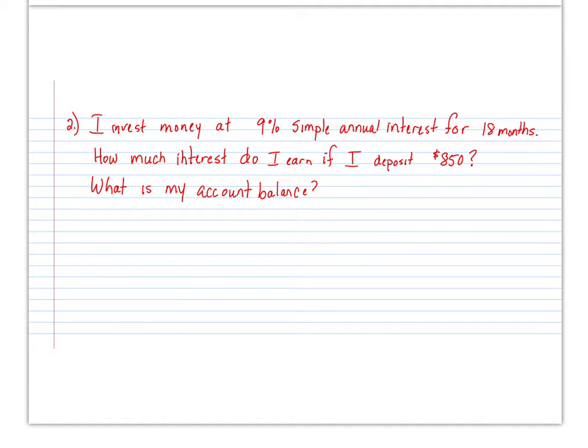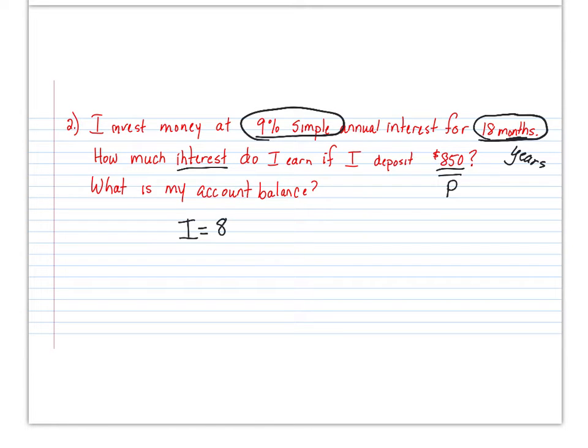This time it says I invest money at 9% simple annual interest for 18 months. How much interest do I earn if I deposit $850? What is my account balance? So here is the 9% simple annual interest for 18 months. Now notice that this is in months. We've got to change to years. And I deposited $850, that's my P. So it wants to know how much interest. So I write I equals, my P is $850, that's how much I put in. My R is going to be 0.09. And my T is 18 months.